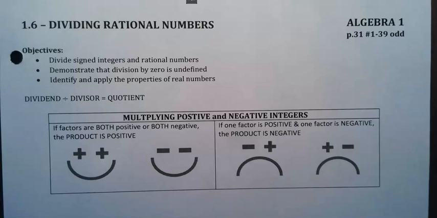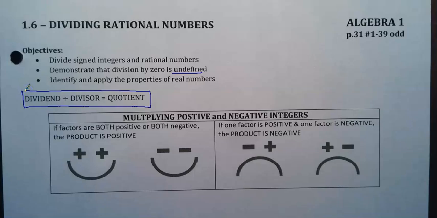All right, today for Algebra 1, we've got section 1.6, dividing rational numbers. So our objectives today are to divide signed integers and rational numbers, demonstrate that dividing by zero is undefined, and identify and apply the properties of real numbers. Okay, so vocabulary to think about.